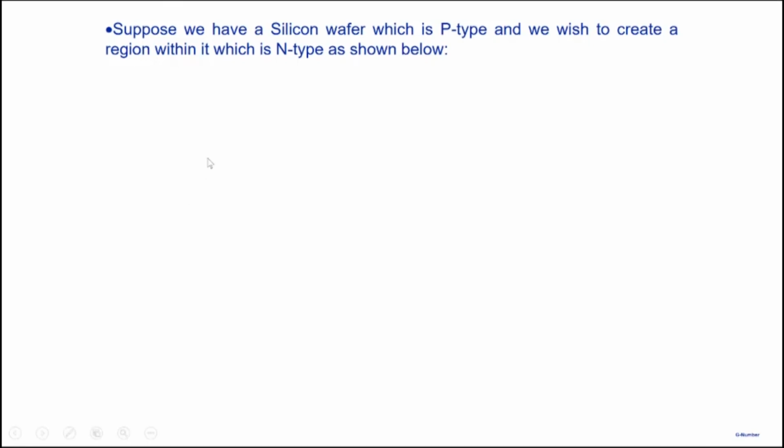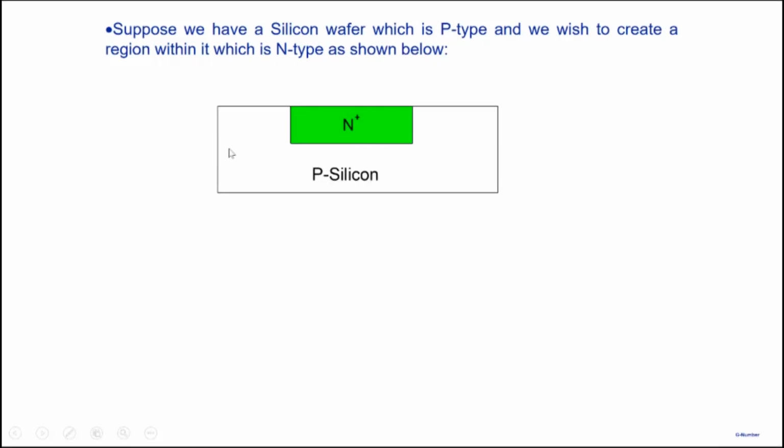So the question we are asking is, suppose we have a silicon wafer. We have already seen a thin crystalline silicon wafer of 400 micron thickness or so, which is p-type, which means that when it is grown, it is already grown with some kind of impurity, boron impurity, which is p-type. And we wish to create a region within it which is n-type. So there's a p-type silicon, and we want to create a region which is n-type here. It's written here n plus. The plus means very heavy doping, of the order of 10 to the power 19 per centimeter cube, or even 10 to the power 20 per centimeter cube. Very heavy doping here.